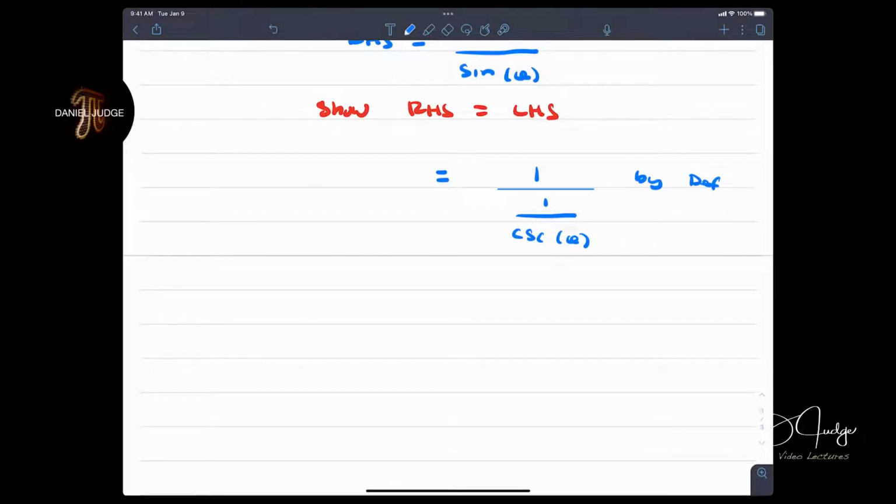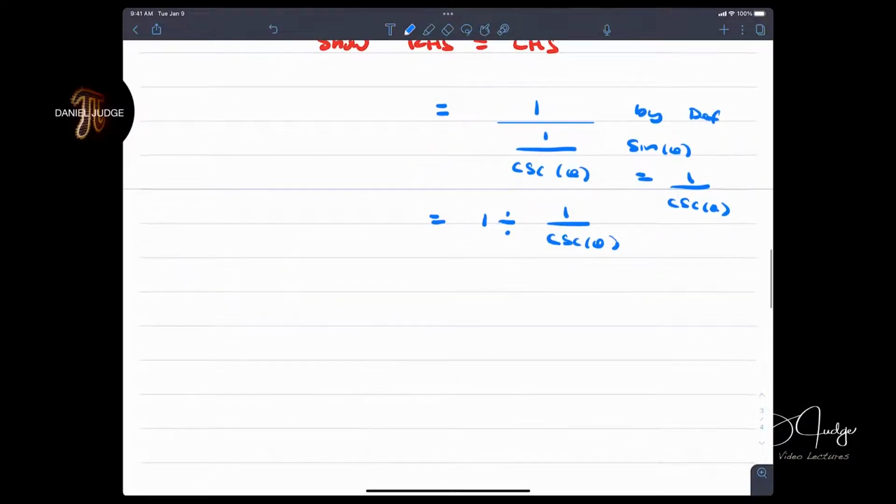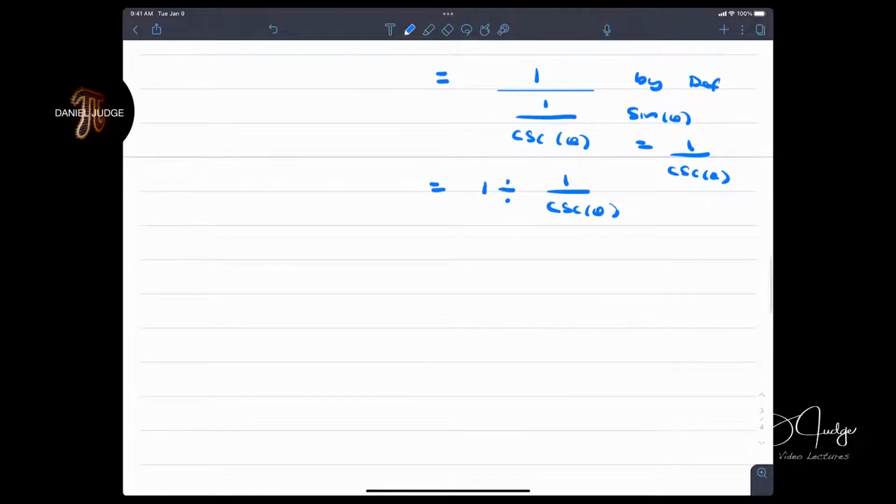Right? This is by definition. And to remind you guys, the definition I'm talking about is sine is 1 over cosecant. And at this point, we say 1 divided by 1 over cosecant. This is 1 divided by 1 over cosecant. So I can use algebra and arithmetic along the way with my identities. And that's 1 over cosecant theta over 1, because you multiply by the reciprocal. And then 1 times anything is itself.